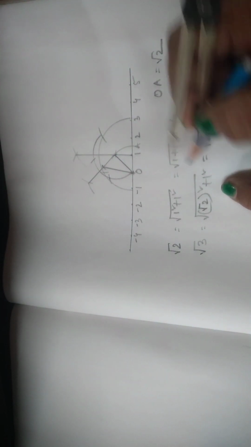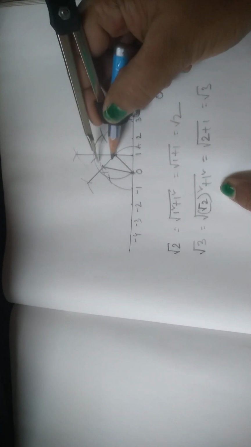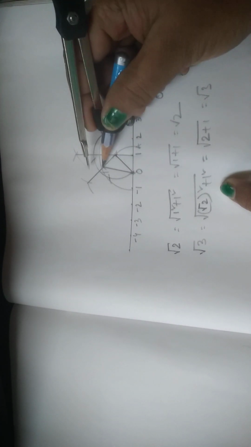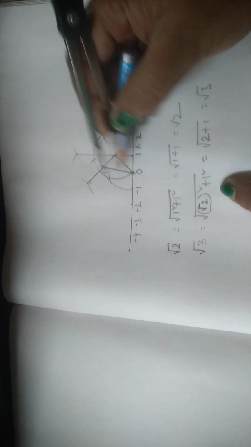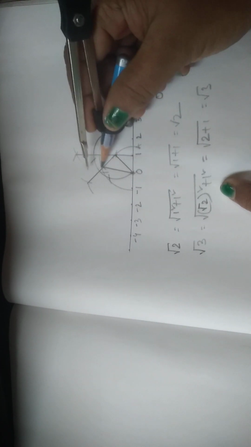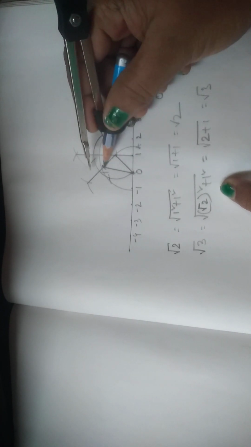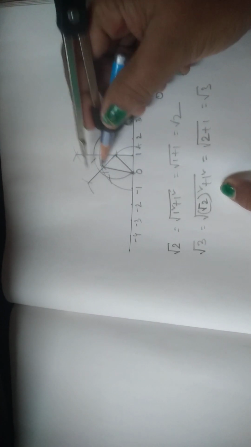Root 2 square plus 1 square. This is perpendicular, this is 90 degree. So this is perpendicular, this is base. Perpendicular is 1, base is root 2. Perpendicular square plus base square is equal to hypotenuse square, means root over perpendicular square plus base square is the value of hypotenuse. This is the value of root 3.